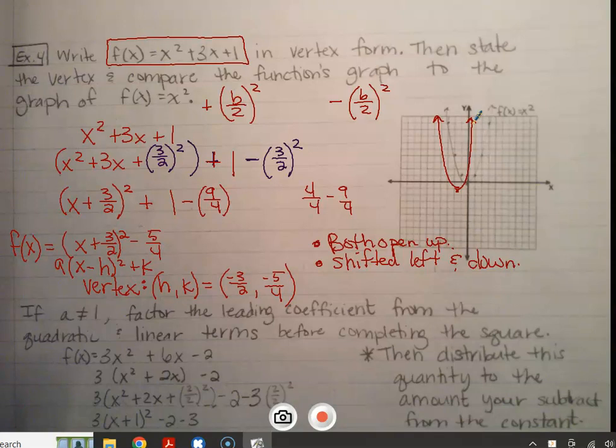Now, I think we're actually going to stop there because that's a lot for you guys to take in today. So let me pause this because I don't want to confuse you with the next part when we have an a value. So let me pause it and figure out what I'm going to change your homework assignment to.